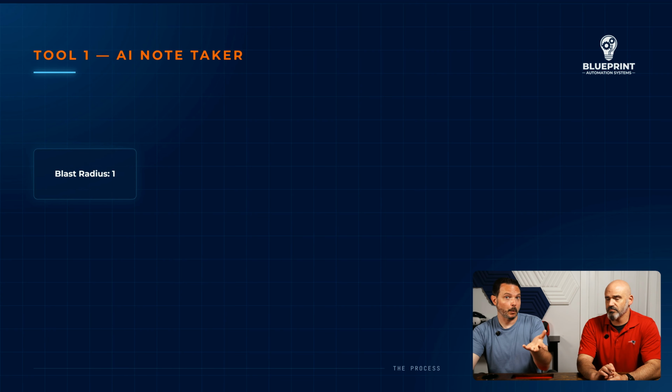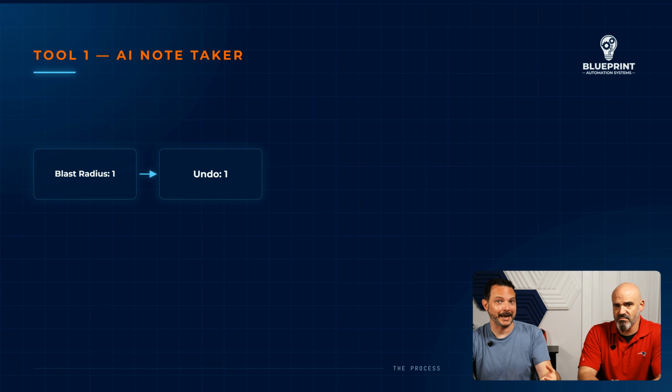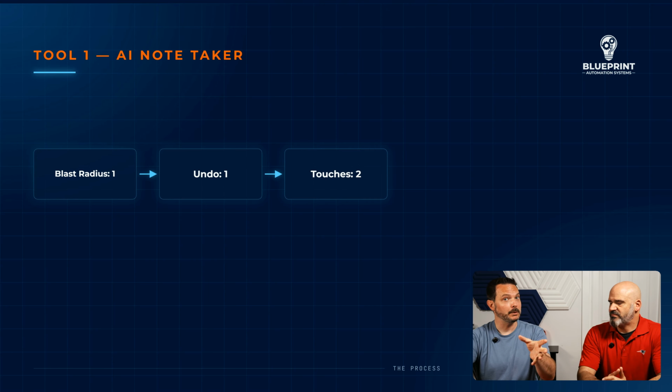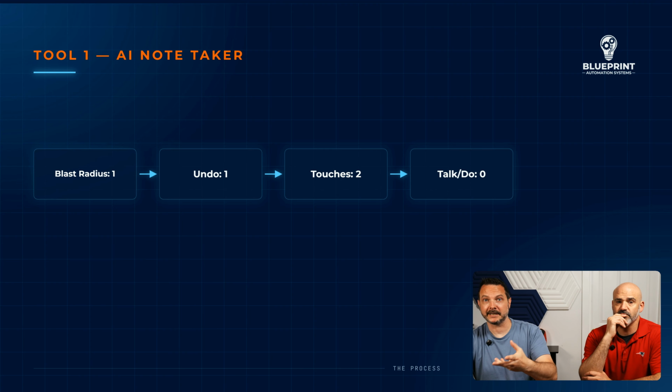Undo: the recording exists, you can delete your copy, but you can't unring the bell that the conversation actually happened. So we would put that at about a 1. What does it touch? It's somebody else's voice and they didn't potentially ask for this recording to happen. So that's a 2, and we'll talk about a caveat on that in a second. And then does it talk or do? It listens and it writes, so it's pretty much 0 risk. Whose name is on it is yours, and it's not necessarily public unless you're sharing it online. So we're going to mark that as a 1.